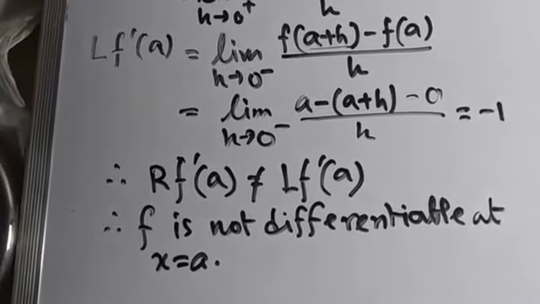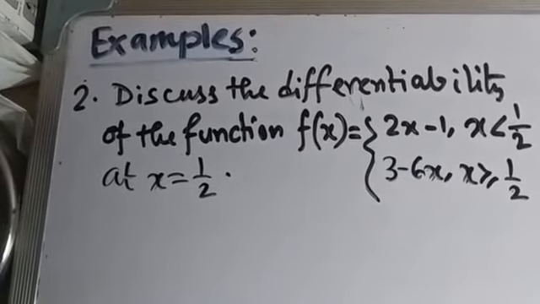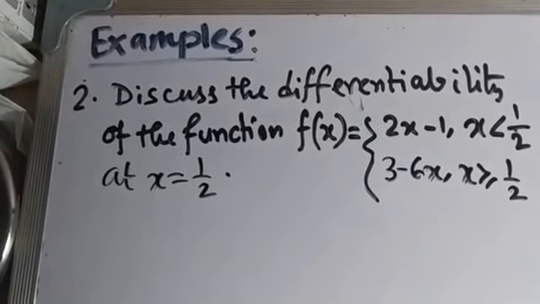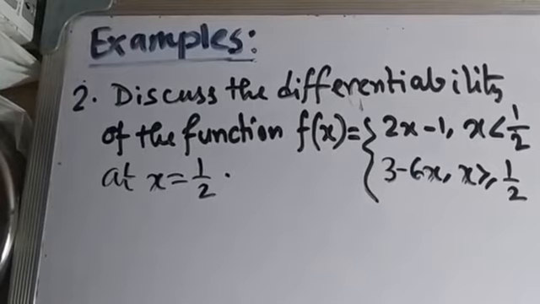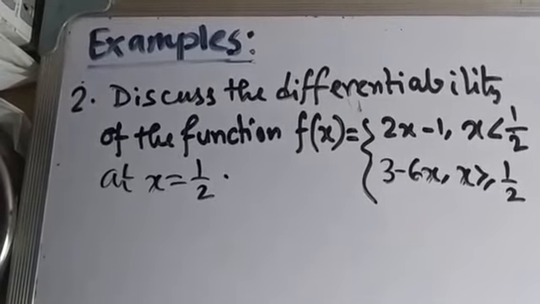Now let us consider another example. So this is our second example, that is discuss the differentiability of the function at the point x equals to half. See again, at the point half the function is changing its nature from 2x minus 1 to 3 minus 6x. So that's why we are checking the differentiability at the point half. Otherwise, at any other point the function is clearly differentiable, because at both the sides of half the function is a linear expression.